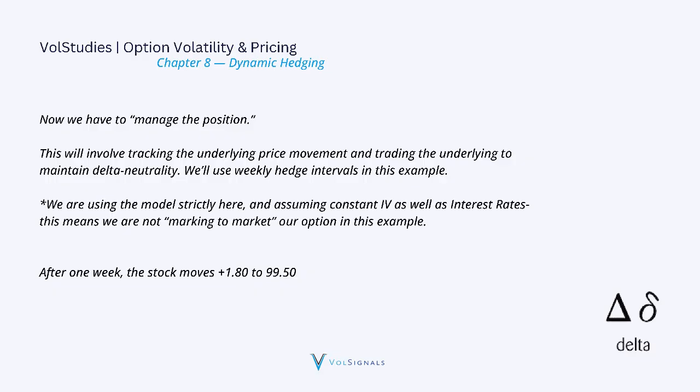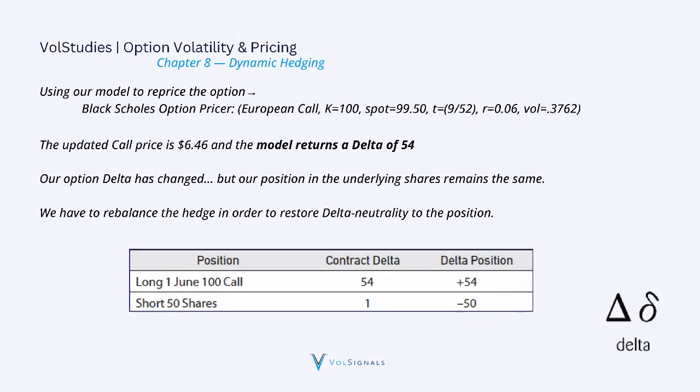Now, following along with the example, after 1 week, our stock moves up $1.80 to 99.5. Using our model to reprice the option, plugging these same things into the option pricer, but of course, new spot price, and now instead of 10 weeks till expiration, we have 9 weeks, right? Again, we're holding the interest rate constant and the vol constant. The updated call price is going to be 646, and the model gives us a delta of 54.